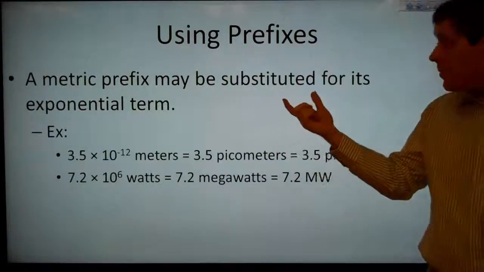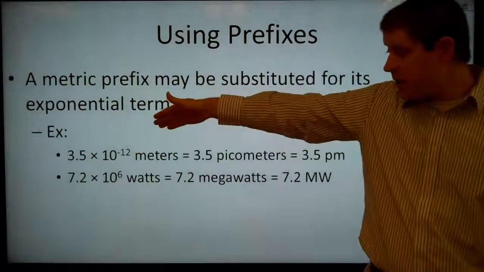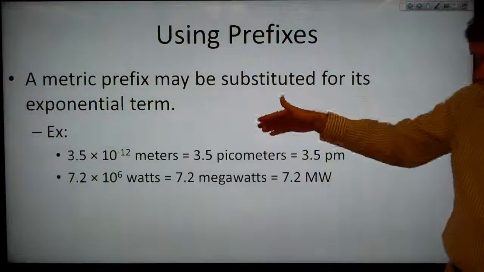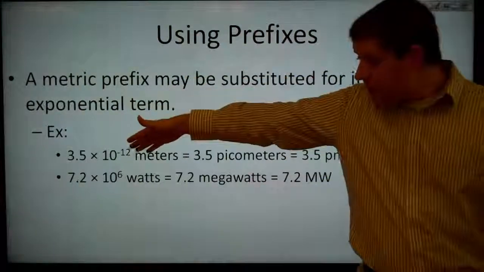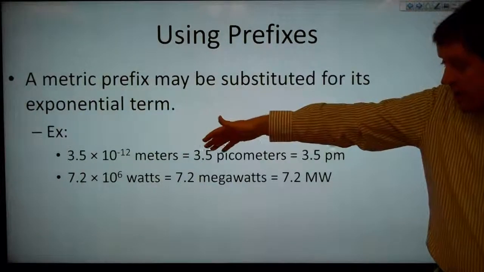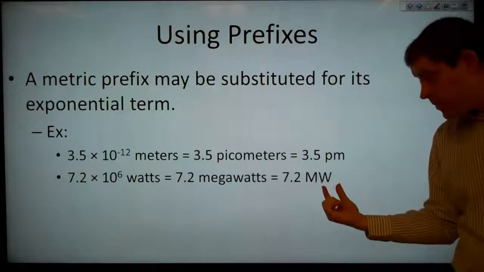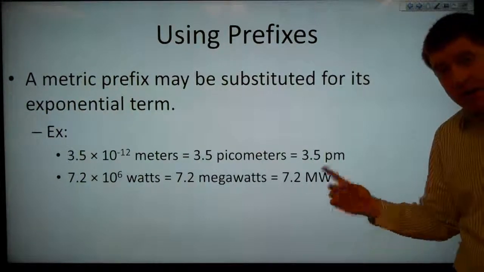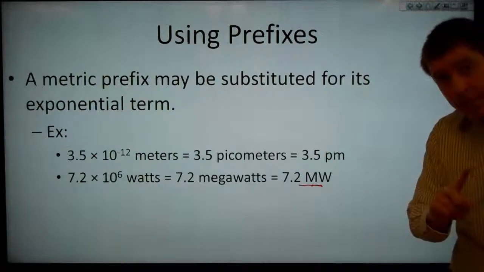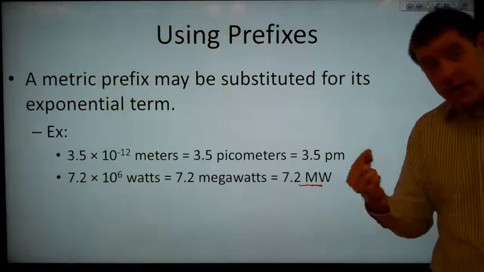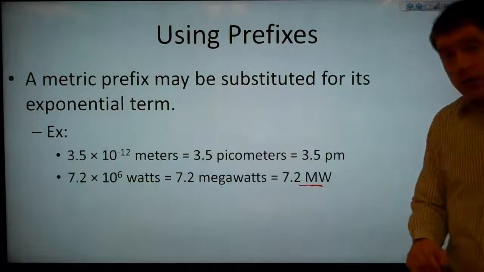Alternately, a metric prefix could be substituted for its exponential term. So if we have 3.5 times 10 to the minus 12 meters, we could write that as 3.5 picometers or 3.5 pm. If we have 7.2 times 10 to the 6 watts, we could write that as 7.2 megawatts or 7.2 MW, where both the M and the W are capitalized. Again, if we write this M as a lowercase m, then it will be milliwatts. And so we've drastically changed the number over there.